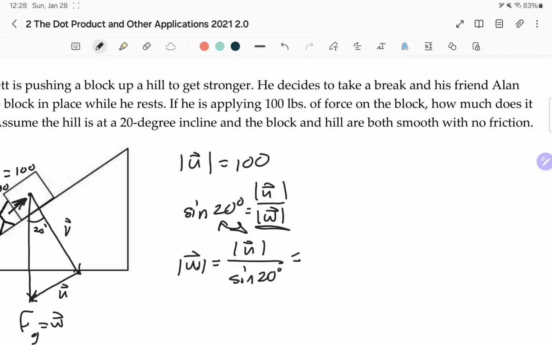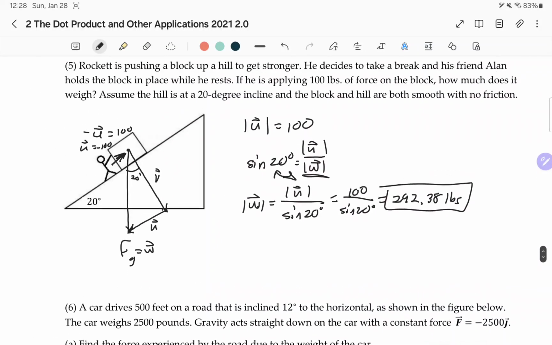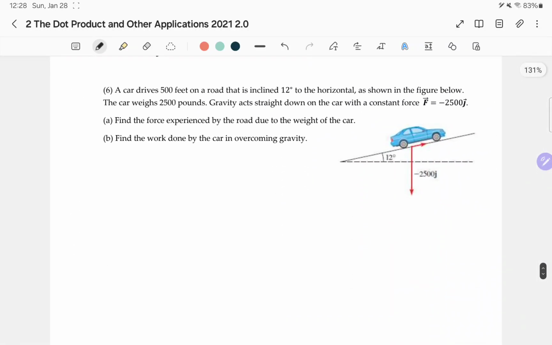And if you calculate this using the numbers we're given, which is 100 over sine 20, you get something around 292.38 pounds. And that is how much the block weighs. And that is not the force needed. That's just how much it will show up if you were to put it on a scale that's flat on the ground. All right.